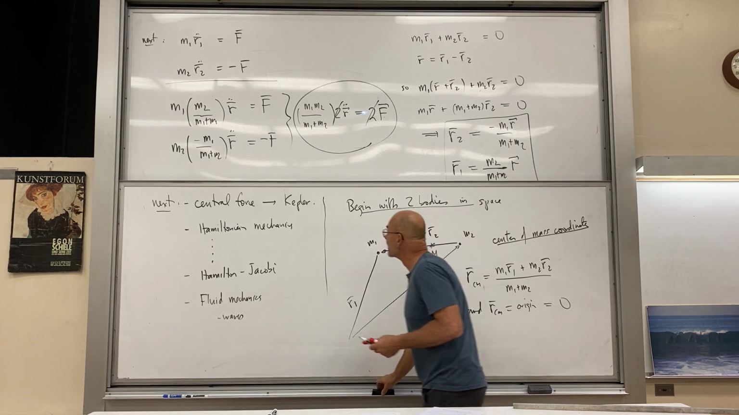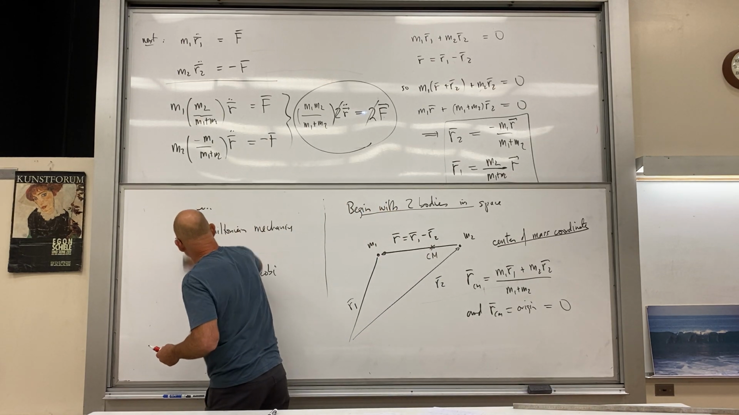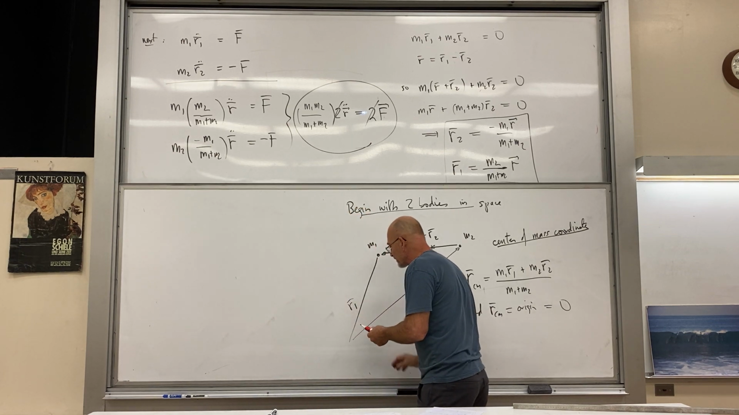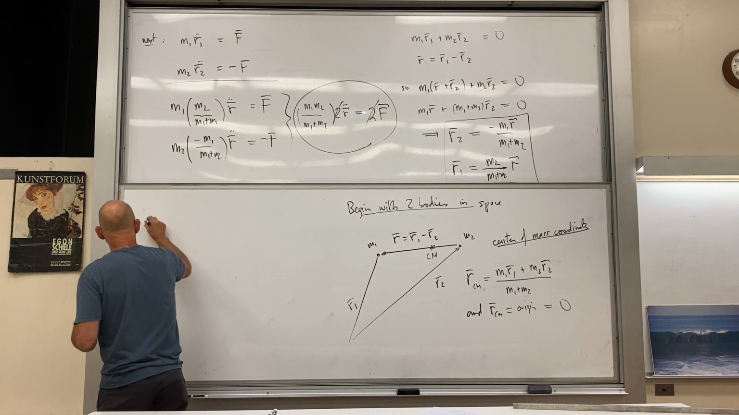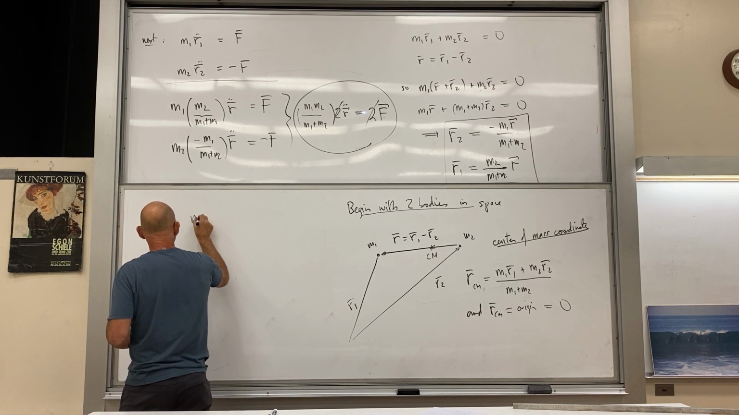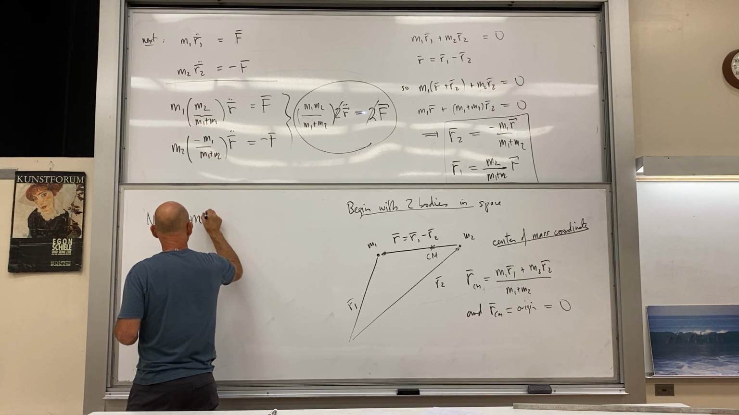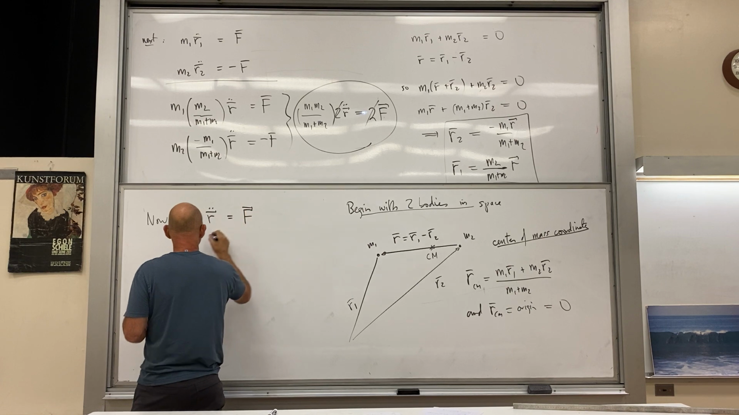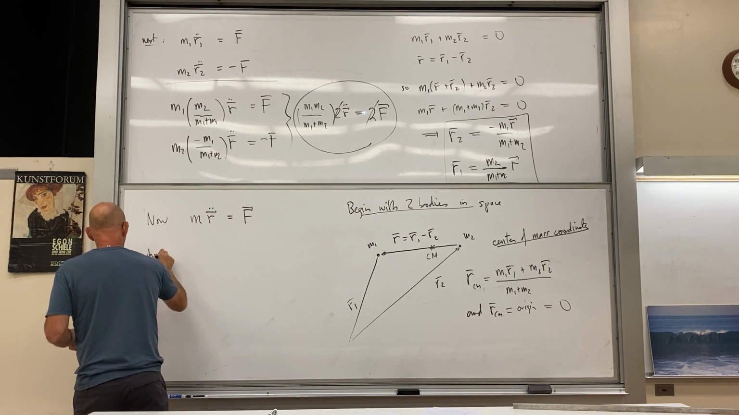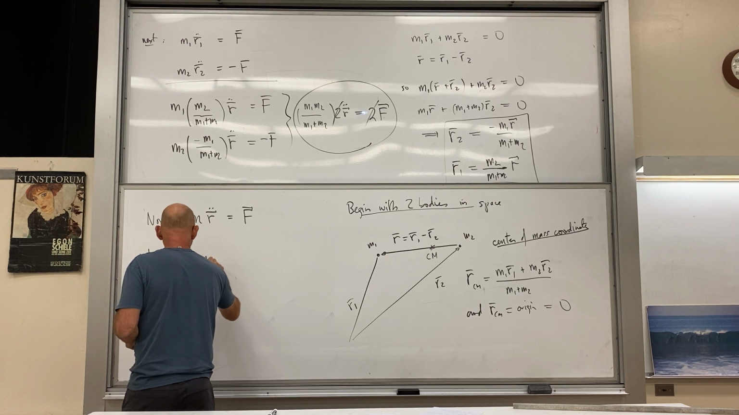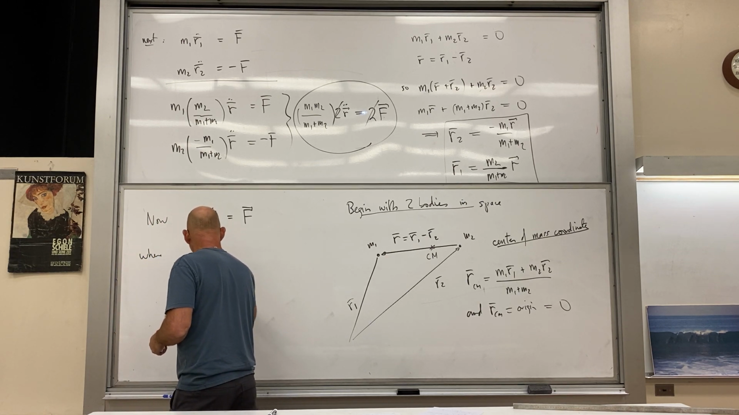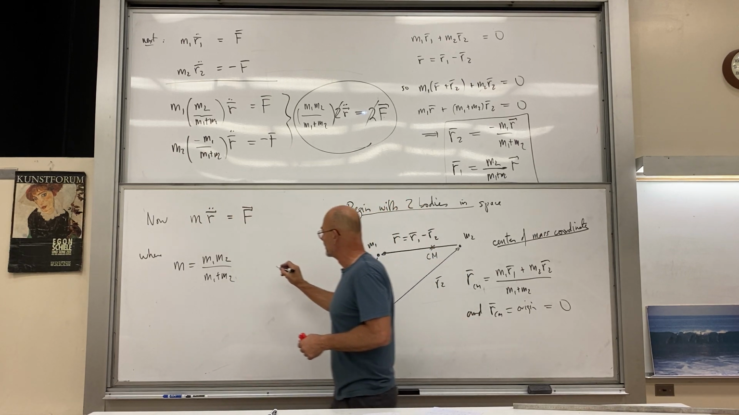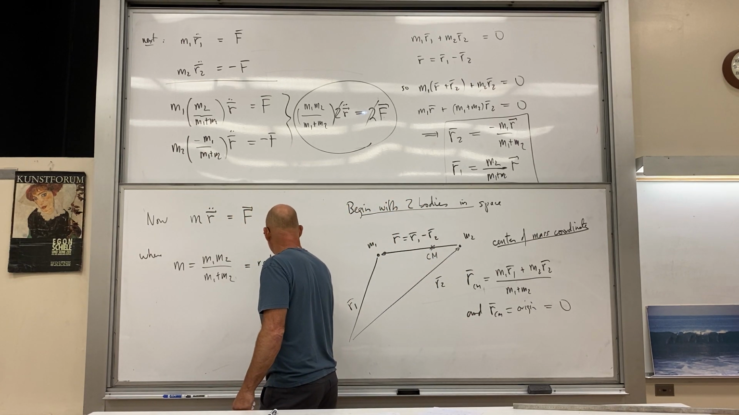So what we have is the reduction of the two-body problem to an equivalent or effective one-body problem. So now M R second derivative is equal to F, where M is the product of the two masses divided by the sum. That's called the reduced mass.